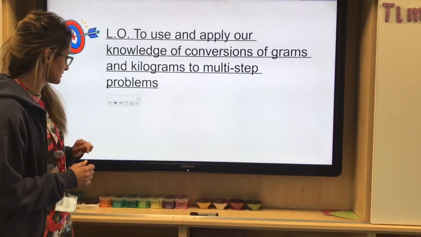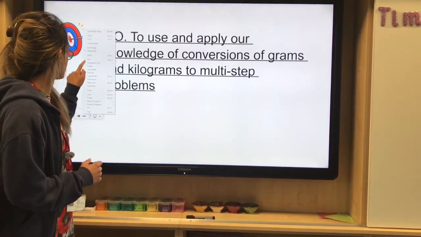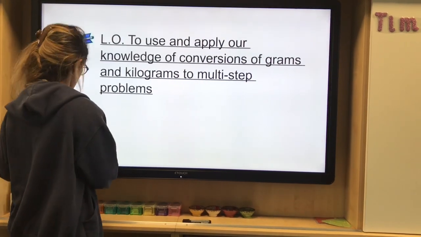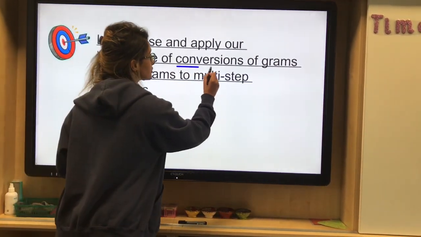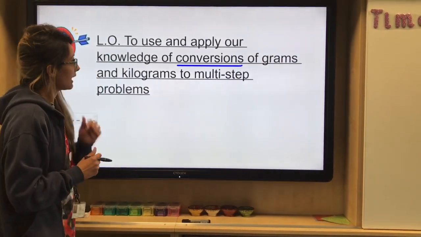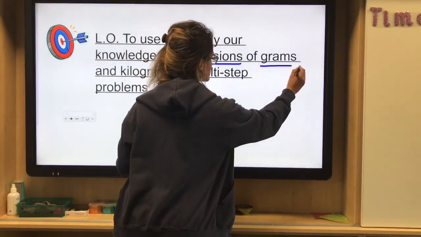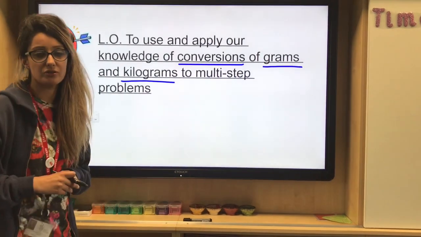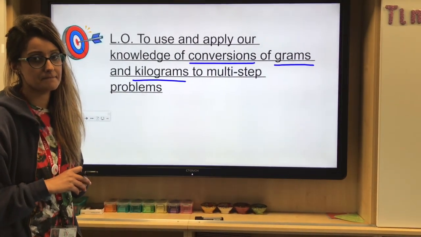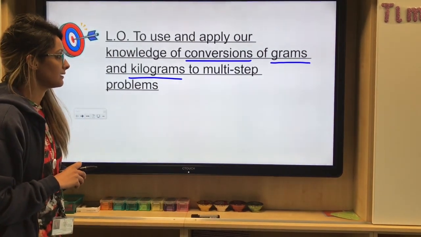So, there's quite a lot of information there. So, have a think. I'm going to circle some key information here. What does conversions mean? What does that term mean? And what sorts of things do we use to measure grams and kilograms? Where would you have seen those units of measure before? So have a think. Good question, Mrs. Gale.